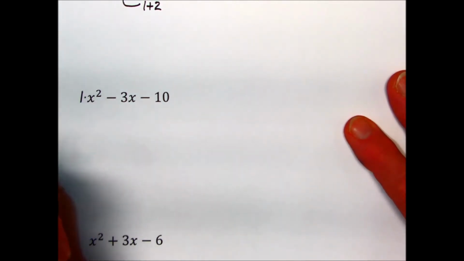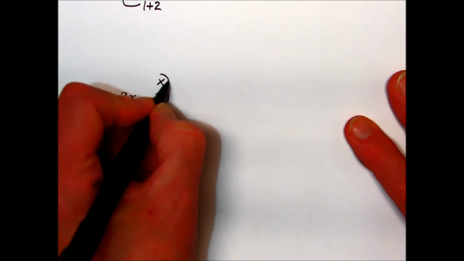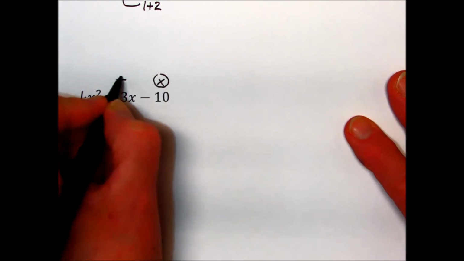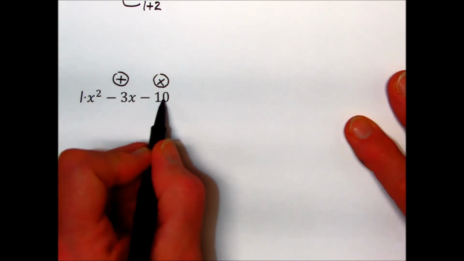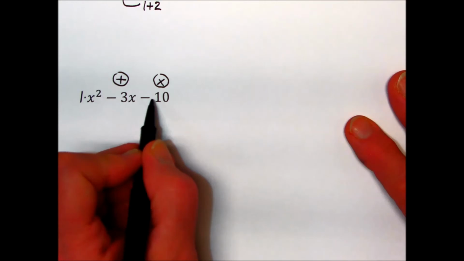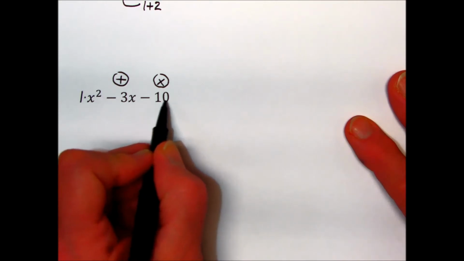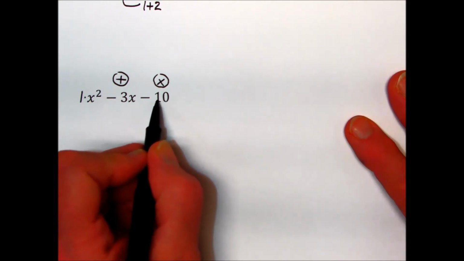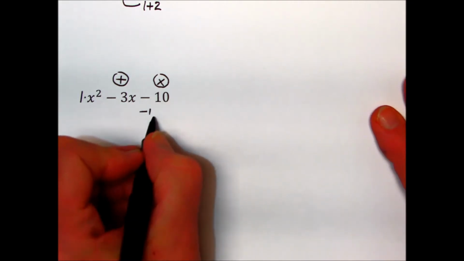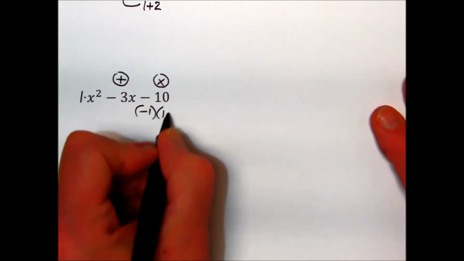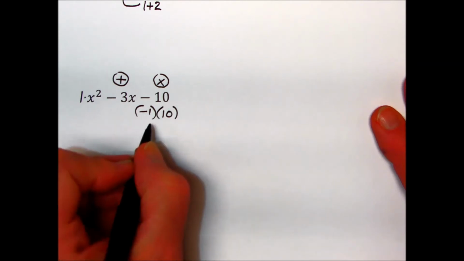When you have a coefficient of 1, you can use the procedure of what numbers multiply to give you negative 10 and add up to give you negative 3. Because it's a negative 10, that tells us one of them is negative and one of them is positive. How would you multiply two numbers to get a negative 10? Well, we have a couple choices. It could be negative 1 times 10.